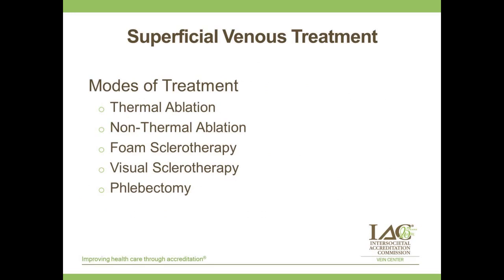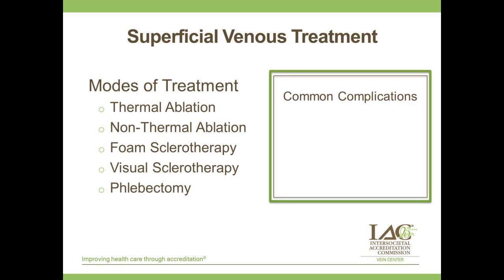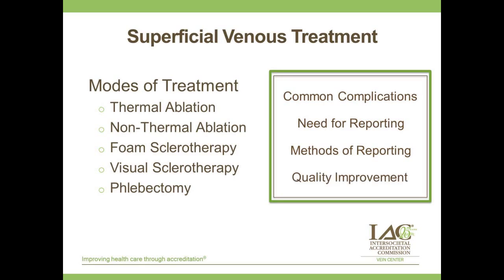Superficial venous treatment is one of the most commonly performed procedures in the U.S. today. The common modalities of treatment include thermal ablation, non-thermal ablation, foam sclerotherapy, visual sclerotherapy, and phlebectomy. Today, in this webinar, we'll be discussing these common complications of commonly performed procedures. We will talk about the need for reporting complications, the methods of reporting complications, and how these are a very important part of quality improvement.